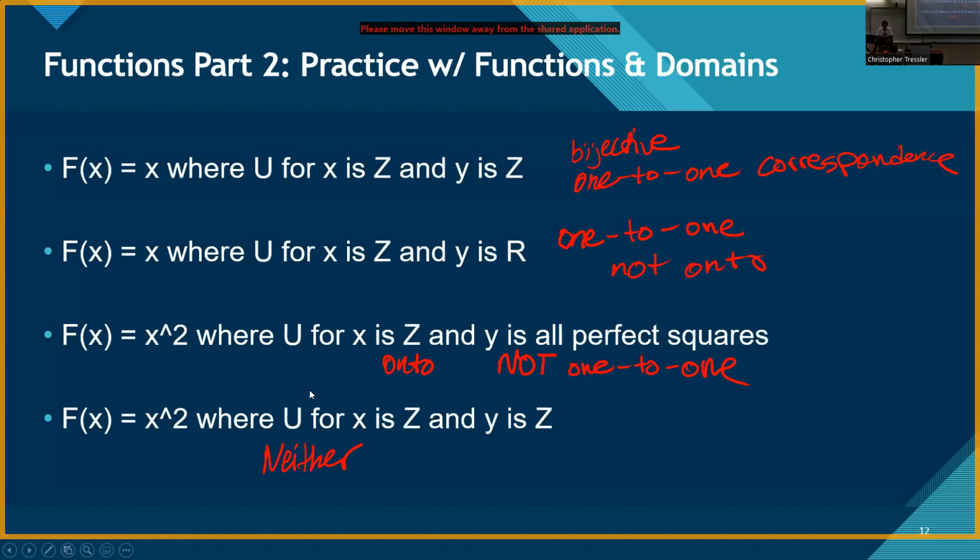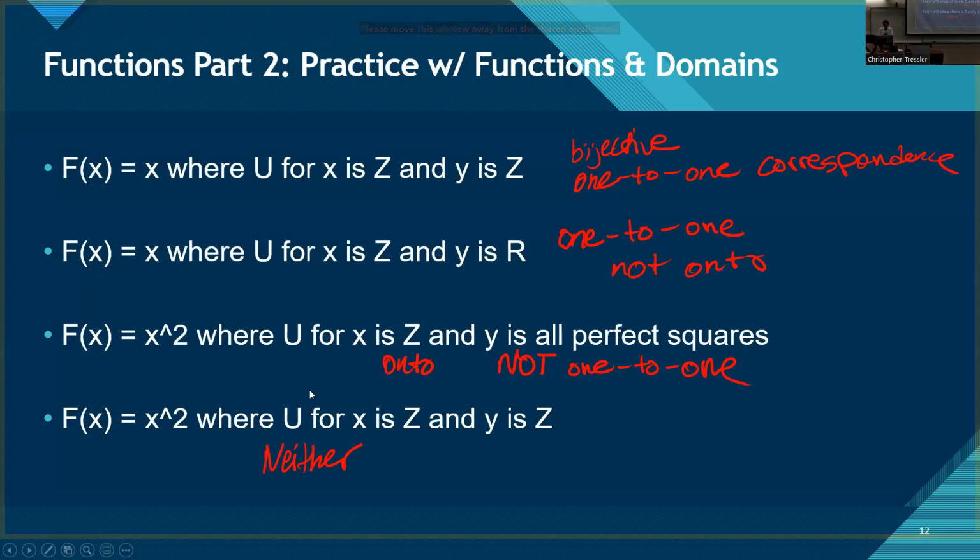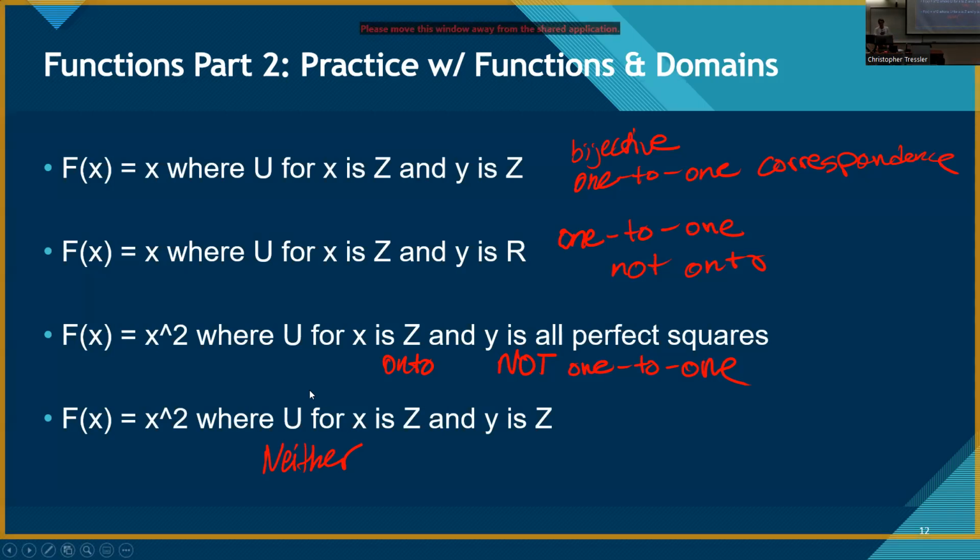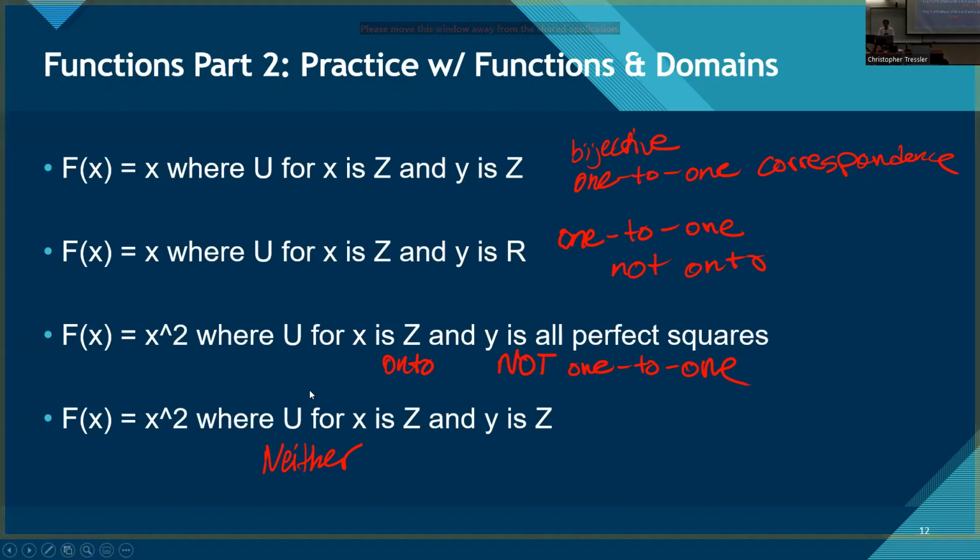Yeah, sure. So the second one, we're looking at f of x equals x, where the universe of discourse for x is the set of integers, and for y, it's all real numbers. Notice that whatever integer we plug in for x, we get a unique value, not a repeat. However, it is impossible to make all real numbers because we're just plugging in integers. So we can't get something like 1.5 or 2.5 or any fraction or irrational number, and that is part of y's codomain. Because we cannot fill the codomain, our range is not the entire codomain, so it's not onto. All right, no problem.